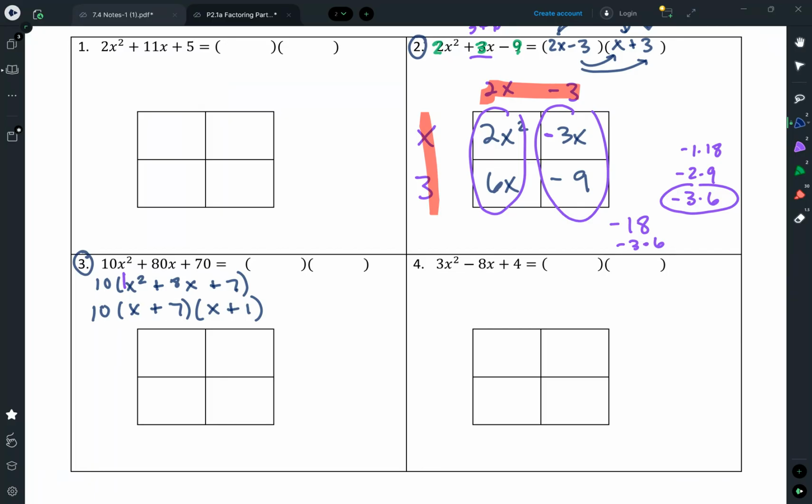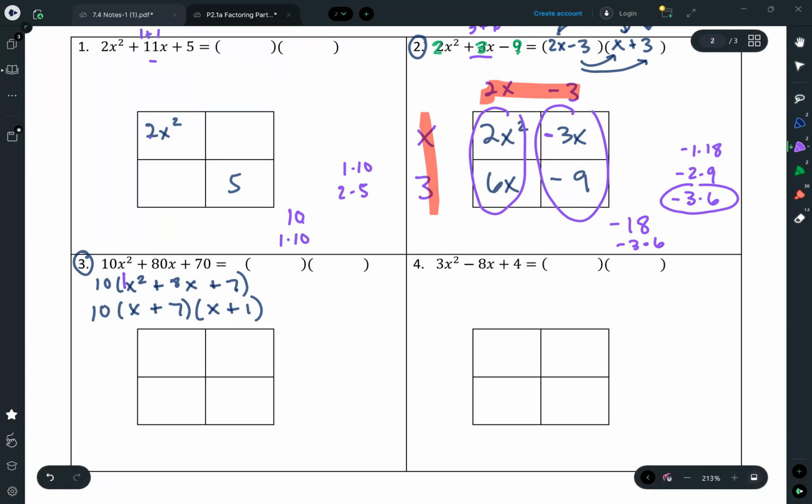So for problem 1, start out again, 2x squared, 5. Multiply and get your magic number. 2 times 5 is 10. Now I'm looking for things that multiply to make 10, add to make 11. 10 is either 1 times 10 or 2 times 5. 1 times 10 is going to be 10. 1 plus 10 is going to be 11. So I need a 1x and a 10x. And it doesn't matter. I could totally switch those 2 boxes around. It would not matter.